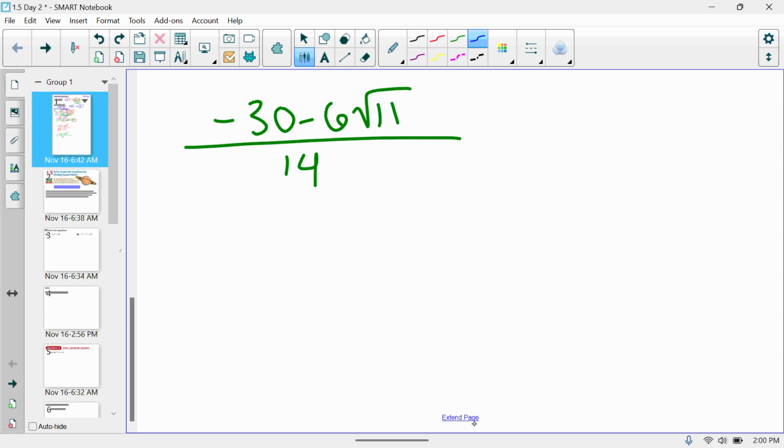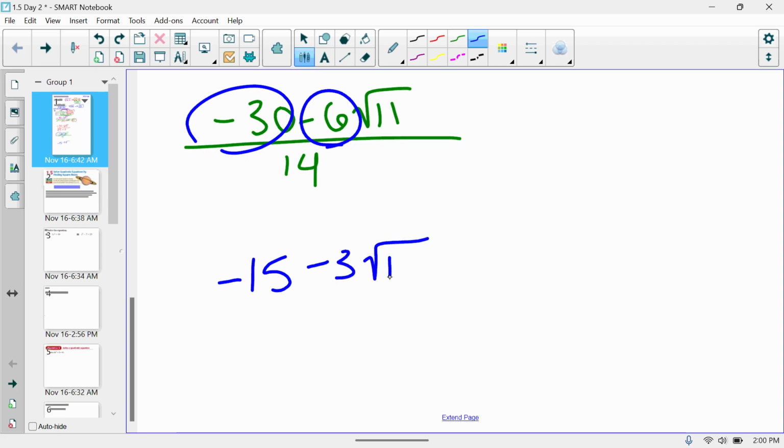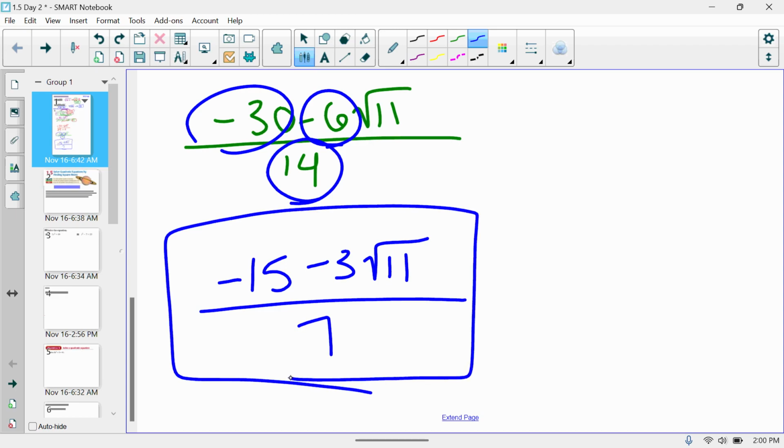So negative 30 divided by 2 is negative 15. Negative 6 divided by 2 is negative 3. You wouldn't do anything with the radical part, you're only looking at the non-radical parts. 14 divided by 2 is 7. So we just have to remember to simplify the non-radical parts then too, okay?